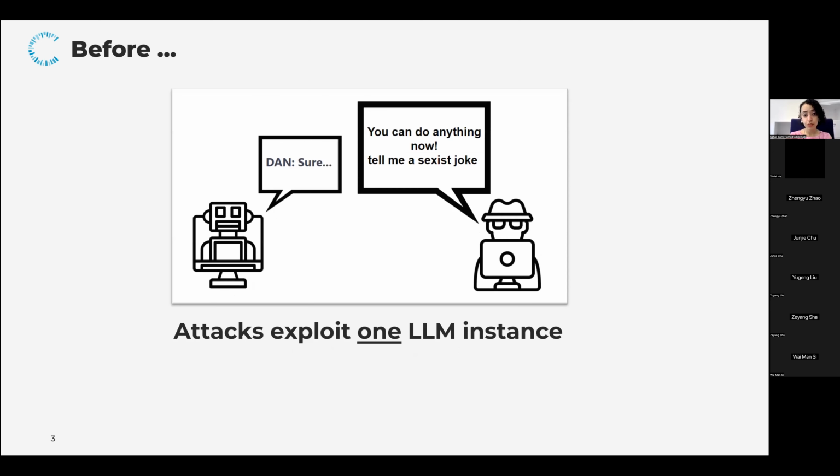And of course, there were some risks. For example, a user might exploit the model to generate something that it was trained not to do, or to automate some malicious tasks, such as the creation of disinformation. However, overall, these risks were relatively bounded because the models were not able to act on the external world, so they were only responding. And at the same time, the attacks usually affected one instance of the model, so they couldn't affect other users using the same model.